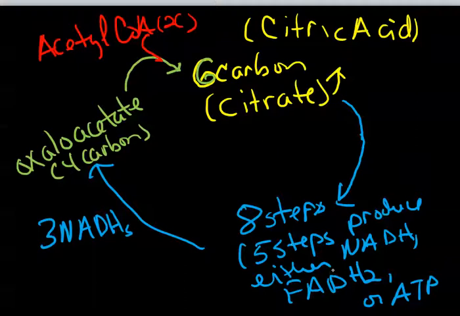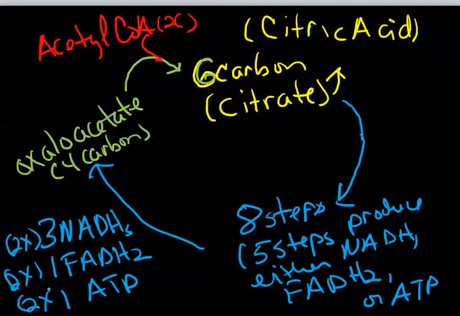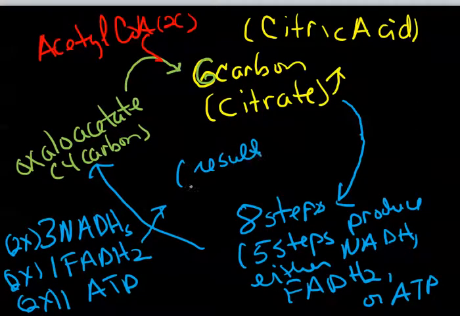You will end up having 1 FADH2 and 1 ATP. But that means if it was an entire glucose, it would be 2 times all of this, meaning 6 NADHs, 2 FADH2s, and 2 ATPs. And usually what we're doing for this is we're following the entire glucose molecule breaking down, not one pyruvate. And all these will result, all these except for ATP.